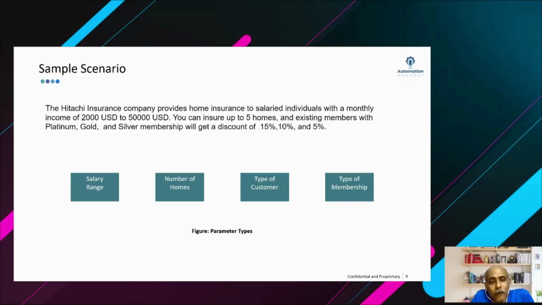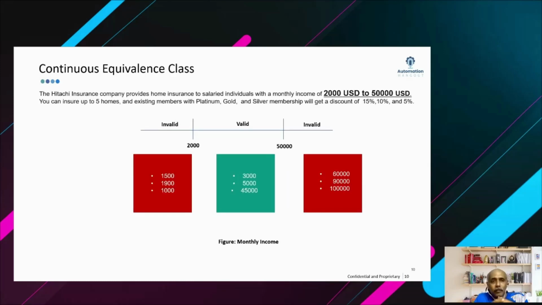So in this case, there are 4 different types of inputs that I need to deal with. One is the salary range. I have to look at the number of homes that a person can have. I have to look at the type of customer, whether I'm a salaried individual or not. And then I have to look at the type of membership, because only for certain memberships you're going to get discounts. So we are going to take these as 4 different scenarios initially.